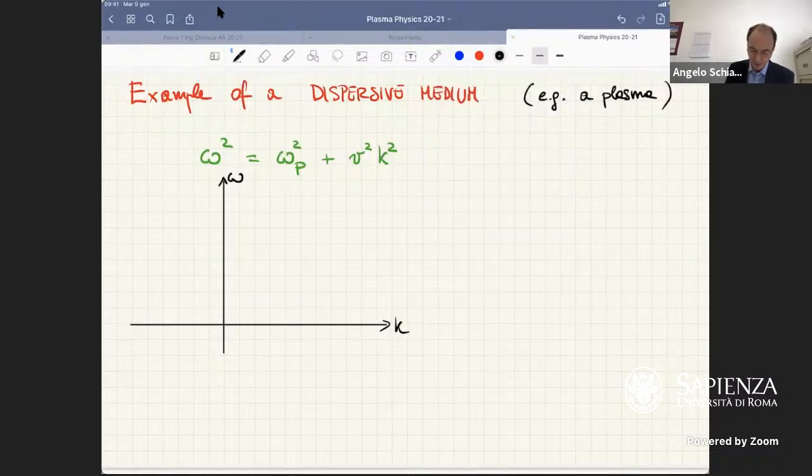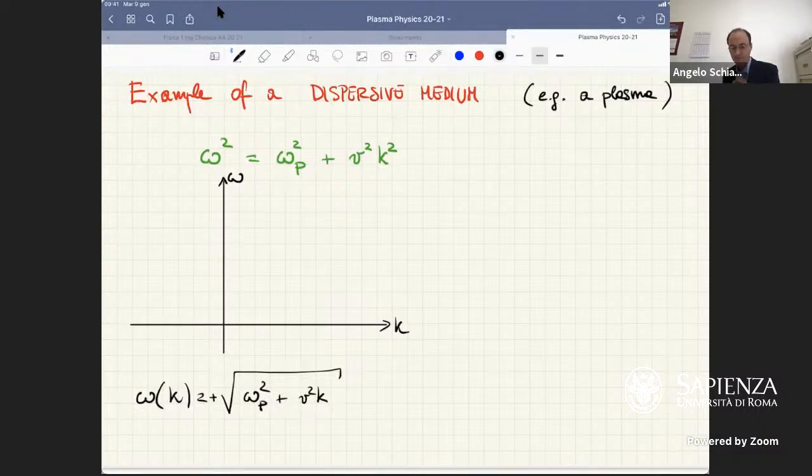So we want to represent this function here, which obviously, if you translate this into omega as a function of k, is just the square root of omega_p squared plus v squared k squared, and then we have a plus minus in front. So we have two branches, the positive branch representing progressive waves and the negative branch representing regressive waves. So it is symmetric with respect to k.